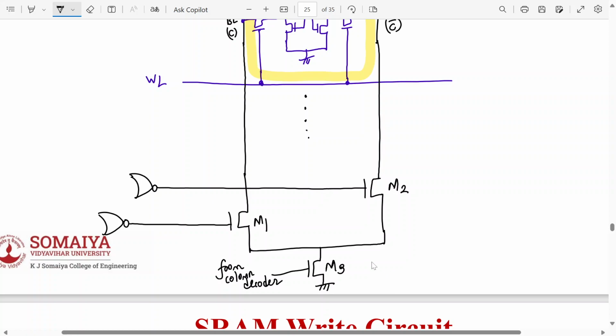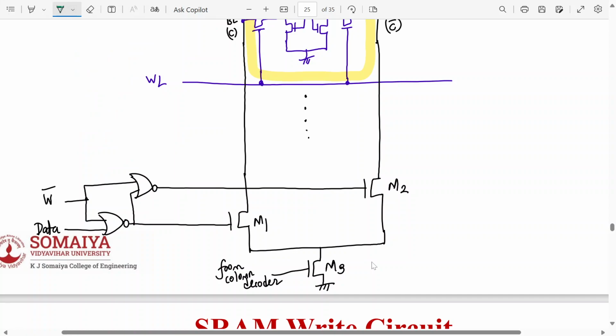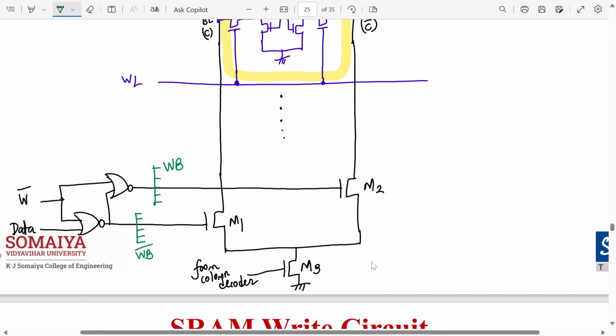And this will come over here. This will come over here. This is W. This is data. And this can be given to multiple columns. So here I have shown only one, two, three, four. So this is WB and this is WB bar. Okay, so draw this circuitry.